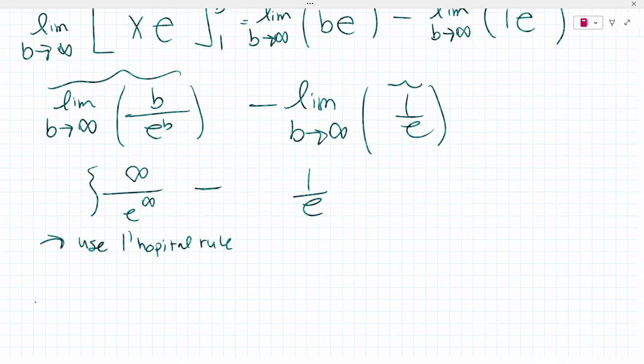So it's going to be the limit as b goes to infinity. And then I'm going to rewrite this using L'Hopital's rule. Basically, you take the derivative of the numerator and the denominator until you don't get an indeterminate form. So what's the derivative of b? 1. What's the derivative of e to the b? E to the b. And then this stays the same.